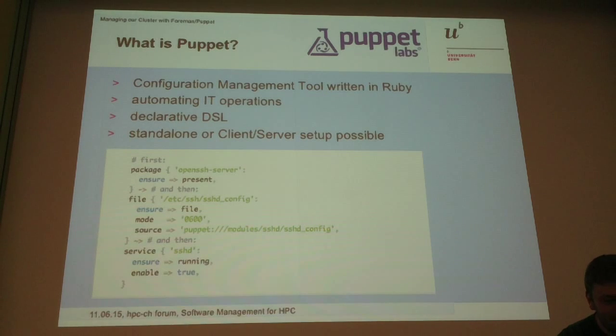So what is Puppet in a nutshell? It's a configuration management tool written in Ruby. It's for automating IT operations. It uses a declarative domain-specific language, and you can use it standalone on every client, or you can set up a client-server environment where you then have a Puppet master.